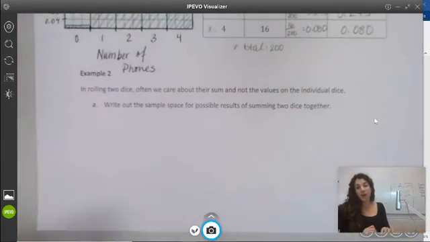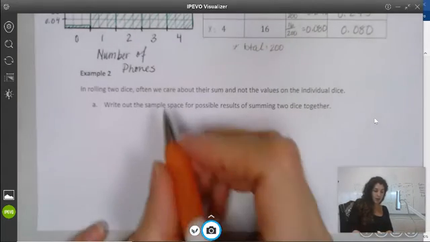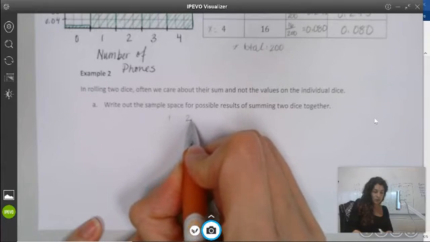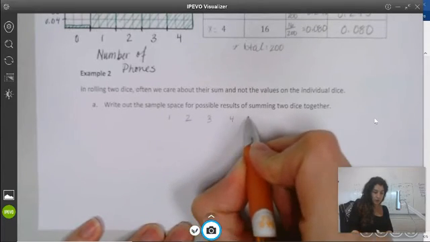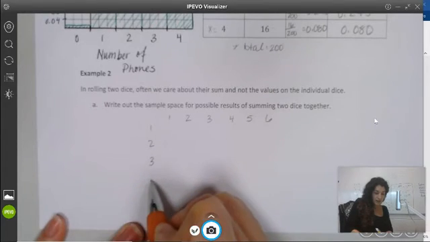In rolling two dice, often we care about their sum and not the values of the individual dice. So we're rolling two dice, normal six-sided dice, and when we roll them, we want to sum up the faces. So if we have a side that's 1, 2, 3, 4, 5, 6, and then we roll a second die.